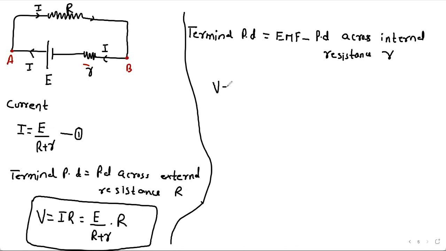So you can write terminal potential difference as EMF minus IR. Because the current through the circuit is I and internal resistance is R, the voltage drop across the internal resistance will be IR. So terminal potential difference is E minus IR. So these are two methods to get the value of terminal potential difference.